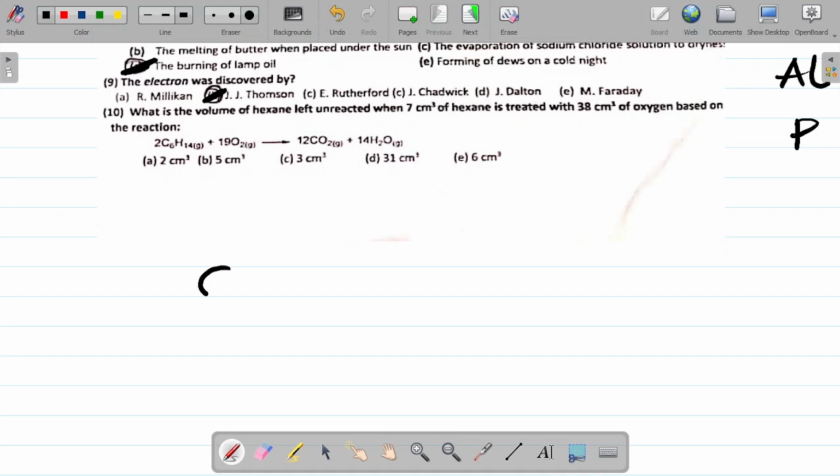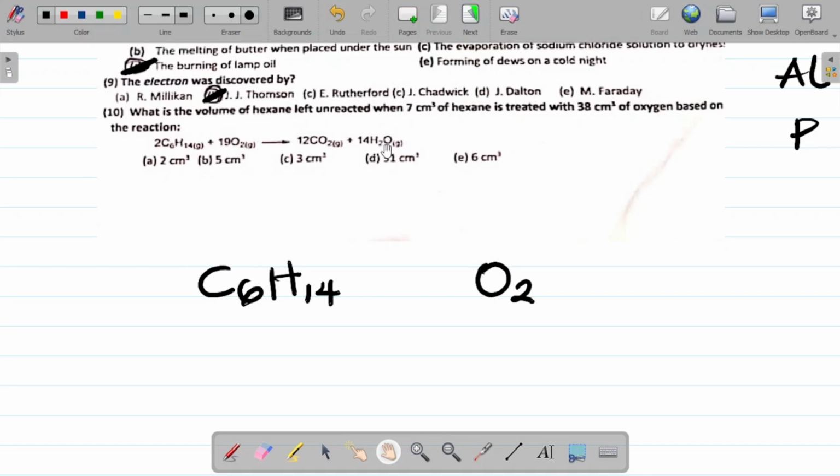Hexane, which is C6H14, and then oxygen, which is O2. So the first thing to look out for is this. You'd have about 4 compounds here. My 4 compounds are hexane. Okay, let me highlight that. This one here, C6H14, hexane, O2, oxygen, CO2, carbon dioxide, H2O, water.